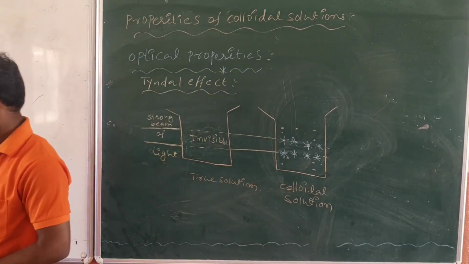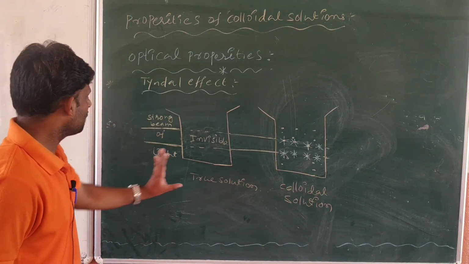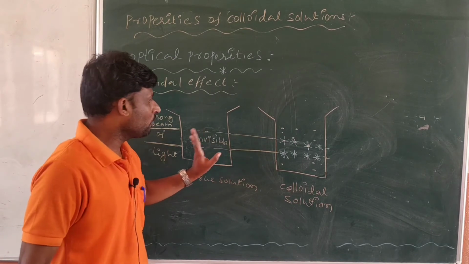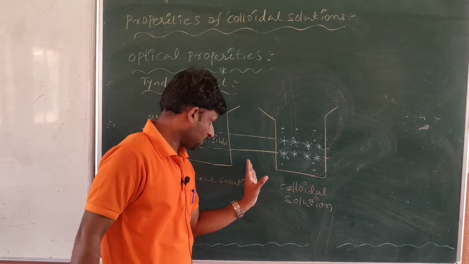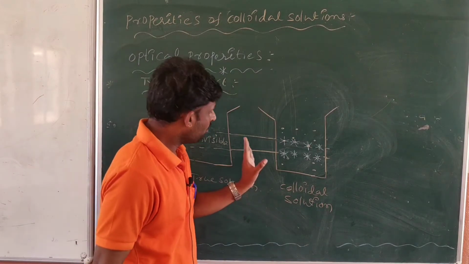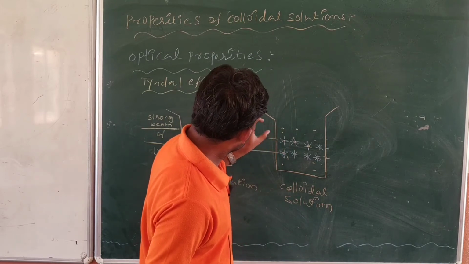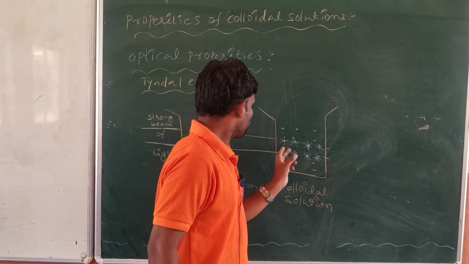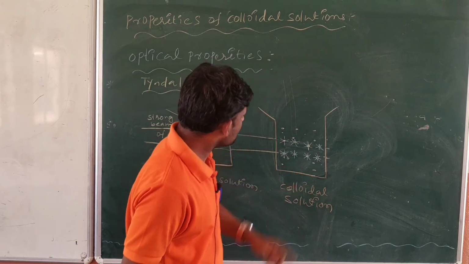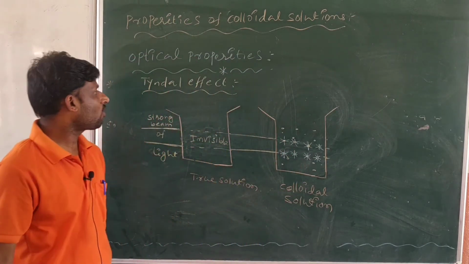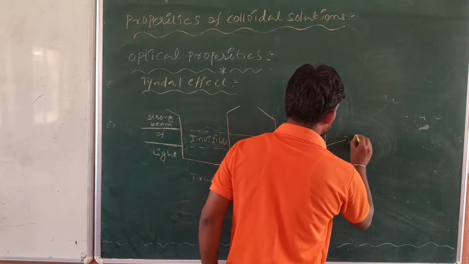Now, when we send a strong beam of light through a true solution, no scattering or emission of light takes place. But when we send it through a colloidal solution, the light is scattered in all directions. This phenomenon is called the Tyndall effect.